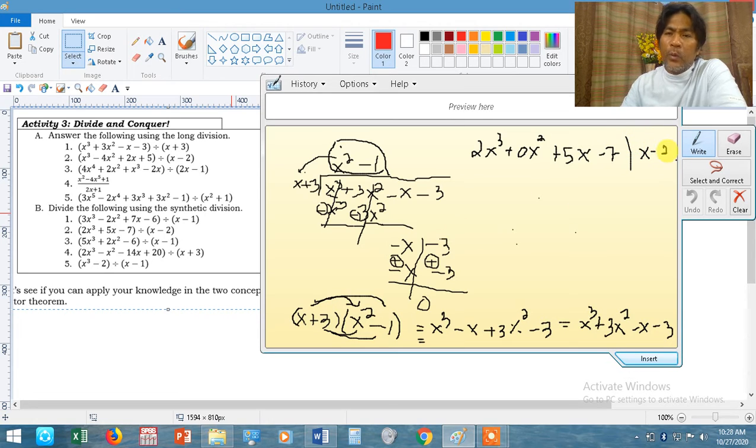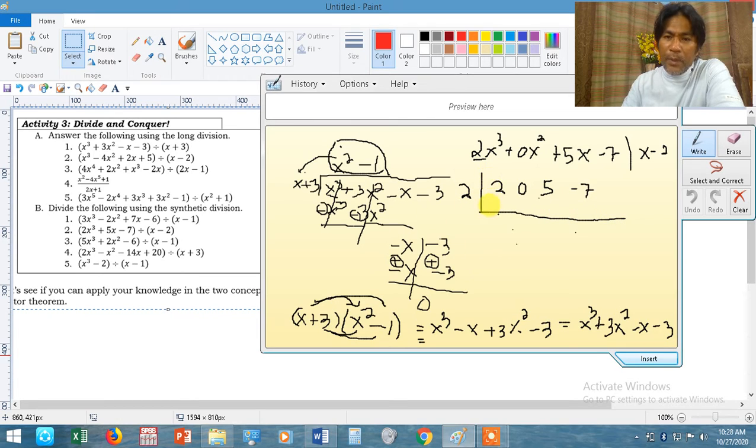Next, we will find the divisor. Even if it is negative, it is 2 now. So put the 2 there. Then we put the coefficients. We have 2. Then we have 0, 0. Then we have 5. And we have negative 7. These are the coefficients actually. Here, if positive, this will become negative. If negative, this will become positive. Okay? So that is the form.